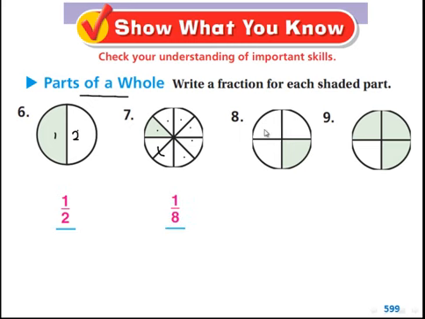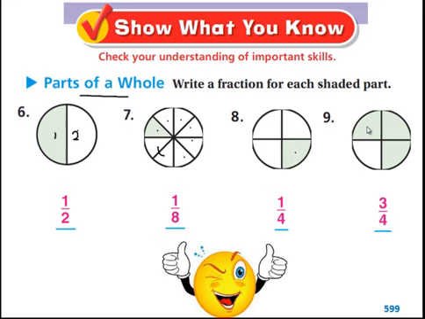Question 8. How many parts are shaded? Only 1. So 1 over what? Great, 1 over 4. Question 9. How many shaded parts are there in question 9? Excellent. 3 over what? 3 over 4. Here we go, guys. Great job.